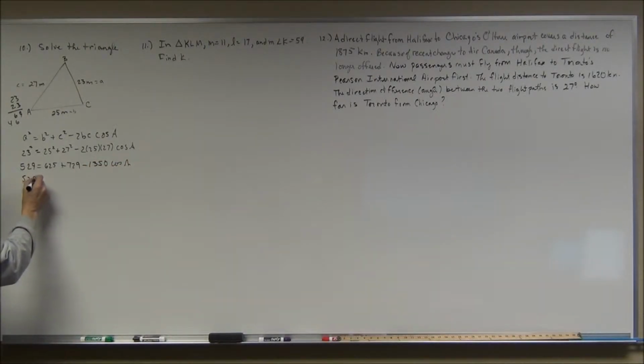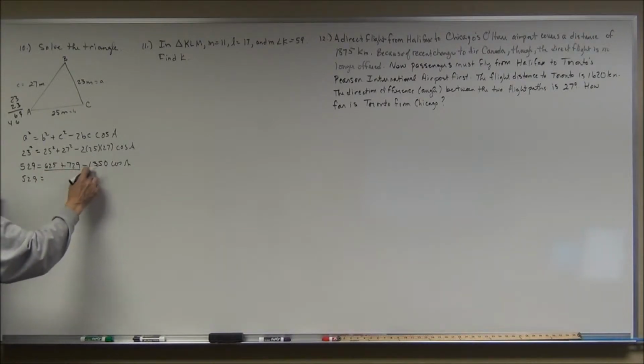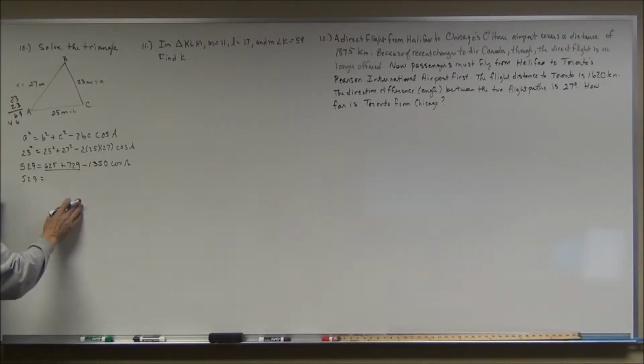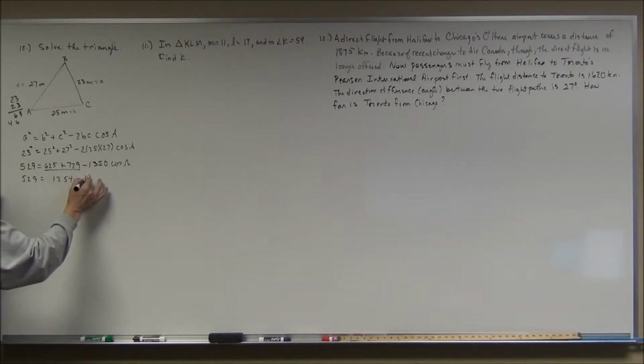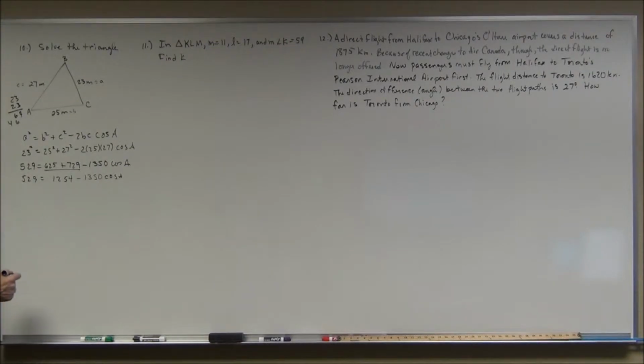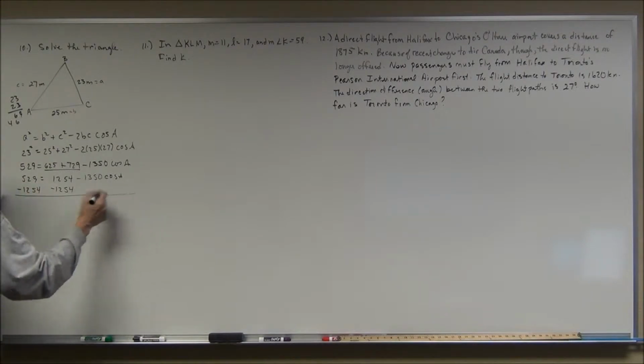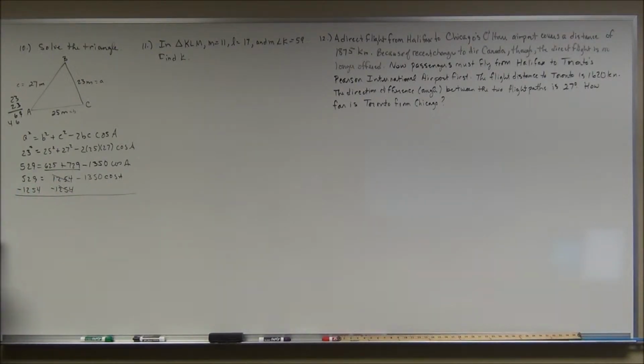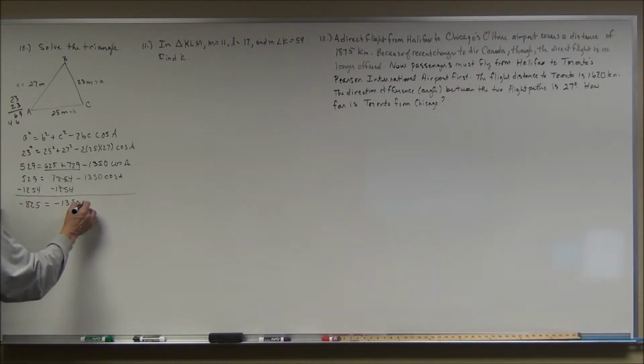So 529 is equal to, add these two numbers together first. Don't try to subtract because that's multiplied times the cosine of A. So that's 1254 minus 1350 times the cosine of A. So now I'm going to subtract 1254 from both sides. That would be negative 825 equals negative 1350 times the cosine of A.